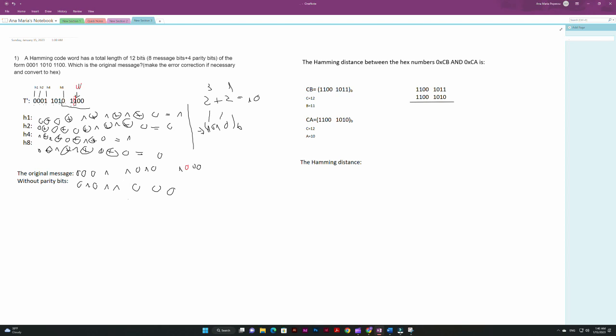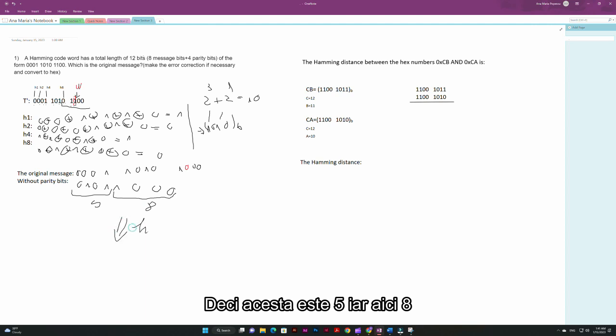And we have to convert to hex. So this is 5, and here we have an 8. So in hex we will have 58.